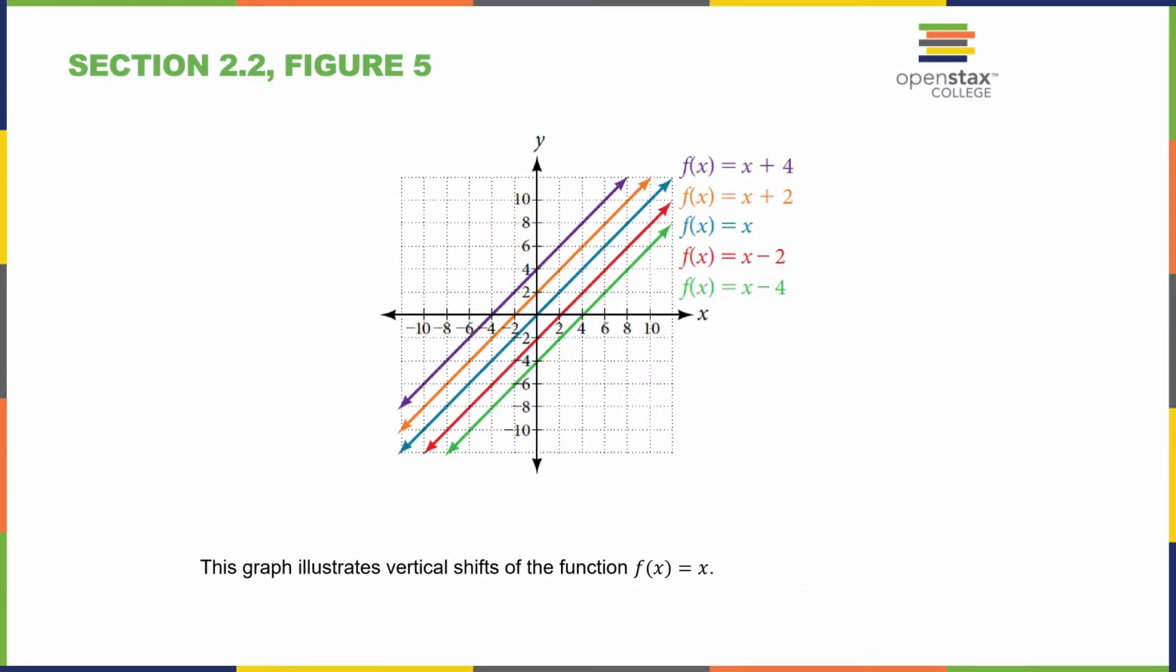Now, what happens if we are adding or subtracting numbers to the x? Well, every number you add or subtract is going to be a vertical shift. Vertical shifts can be up or down. So if you're adding, it will be a vertical shift upwards. If you're subtracting, it will be a vertical shift downwards. So you'll notice x plus 4 has gone up 4, whereas x minus 4 went down 4.